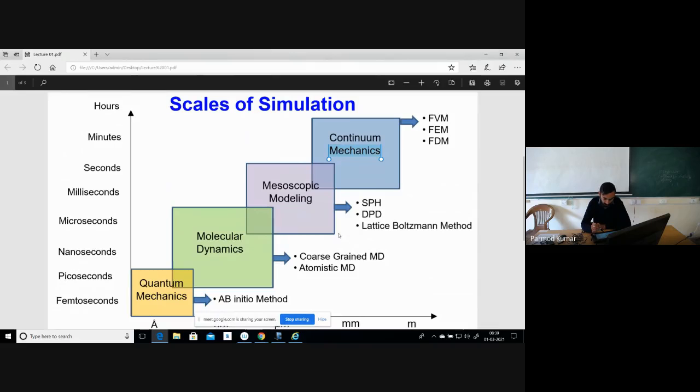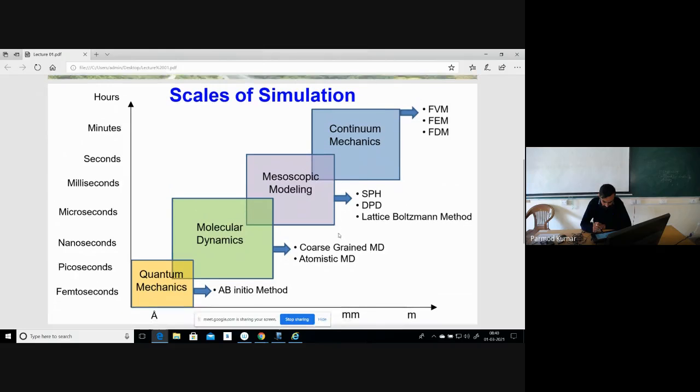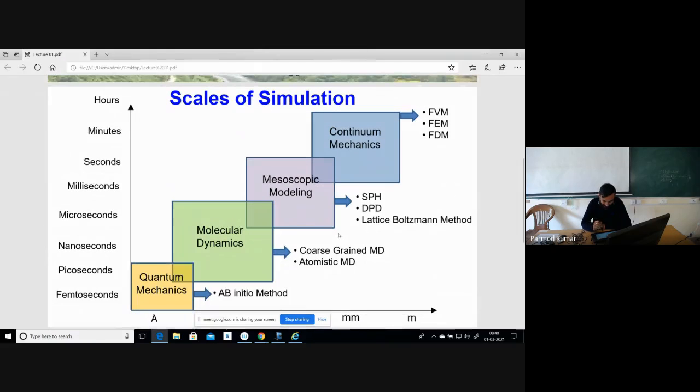And we call our system to be in continuum. Okay. So when we have continuum, we use different computational techniques, for example, the finite volume method, finite element method, or finite difference method. Generally for the continuum, our length scales are in the range of millimeters to meters, and time scales are in the range of seconds to hours. Okay. And the majority of our engineering phenomena lie in these length and time scales.